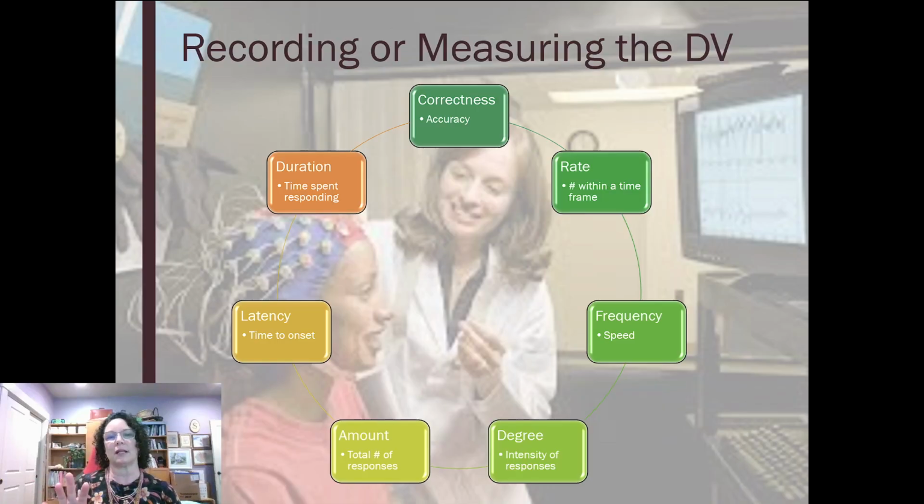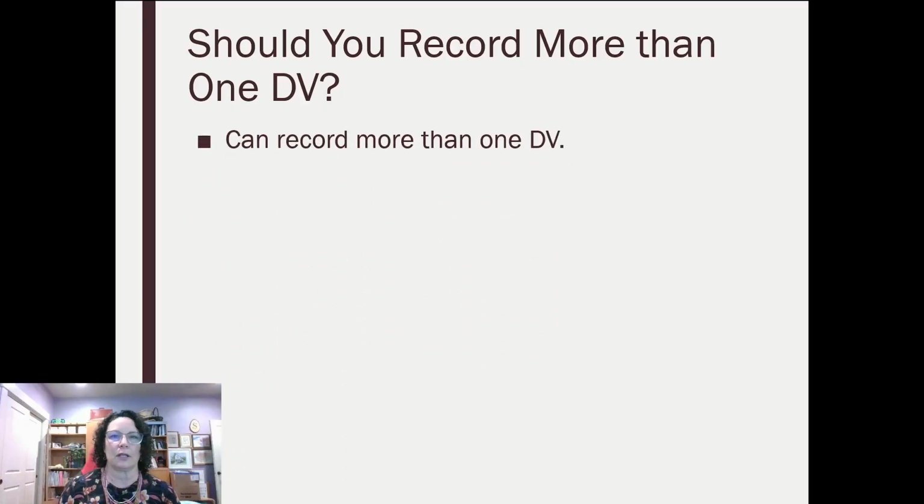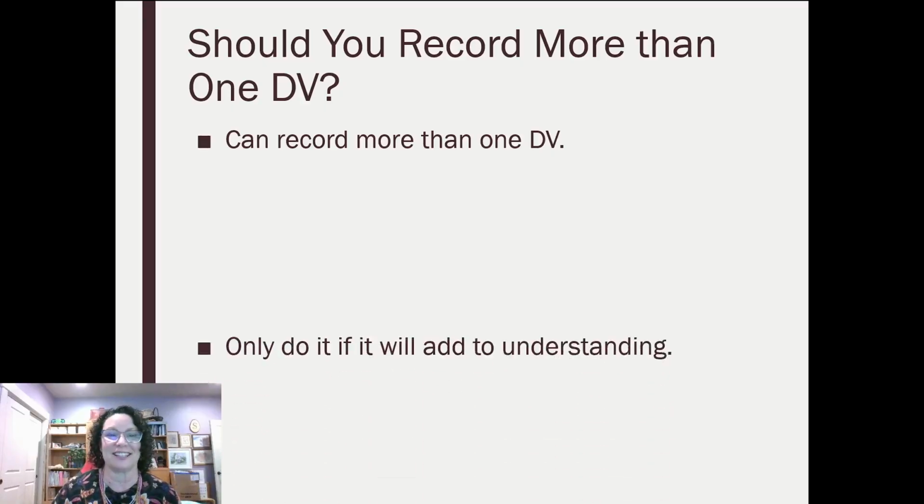There's probably more that I didn't think of, different categories maybe that I couldn't think of, but these are the ones that came to mind for me that are different ways that we can measure dependent variables. Here's an interesting question. Should you measure more than one dependent variable in a single study? There's nothing to prohibit you from doing it, that's for sure. You're allowed to do as many dependent variables as you want. You can do whatever you want in your study, right?